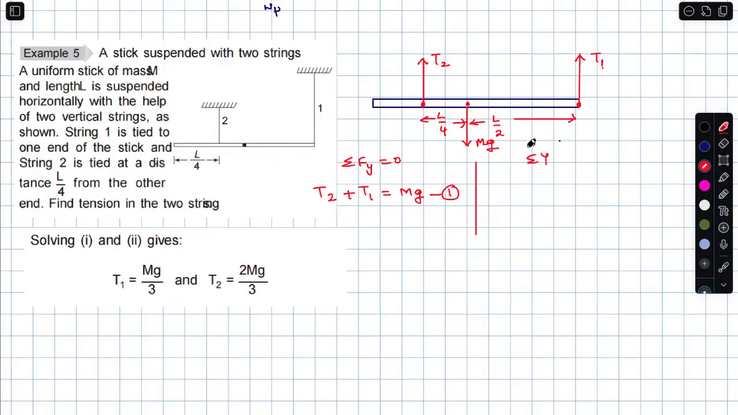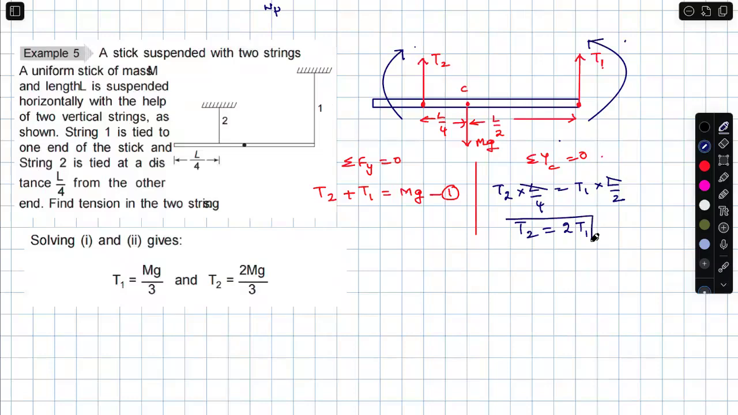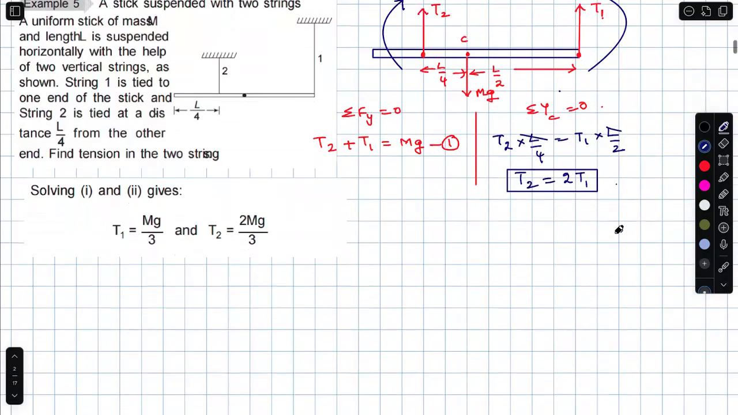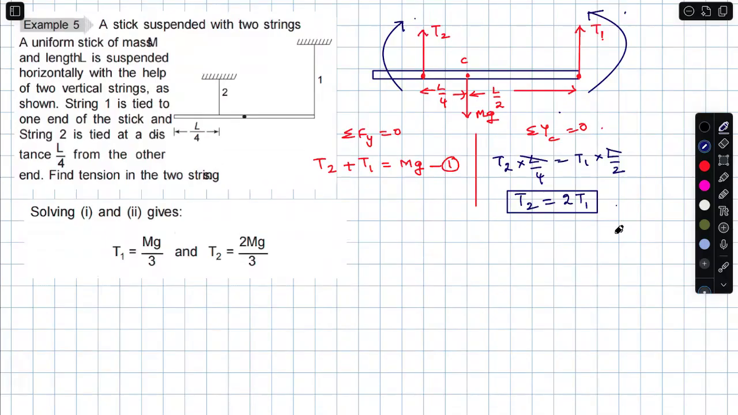So therefore, torque about C. It is your choice. You can choose any point. No issues. But torque about C is 0. In this case, what is the sense of rotation of T2? Clockwise sense. And this is in anti-clockwise sense. So therefore, T2 times L by 4 is T1 times L by 2. So therefore, T2 is 2T1. This is equation 2.